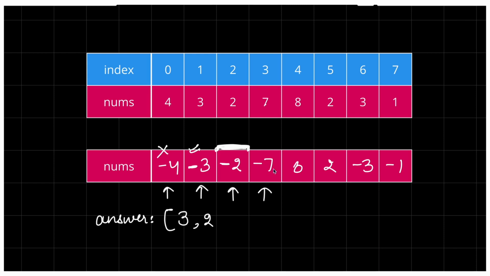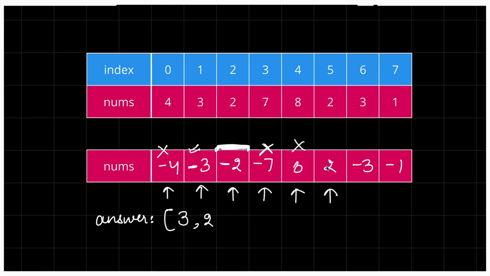Now 7, at 7, go to index 6. The answer is minus 3 over there. So I will not add this 7 as my answer. This 7 cannot be my answer. Next is 8. At 8, you can see the 7 index is minus 1. So we cannot add this. So 8 cannot be my answer. Now this is very important.